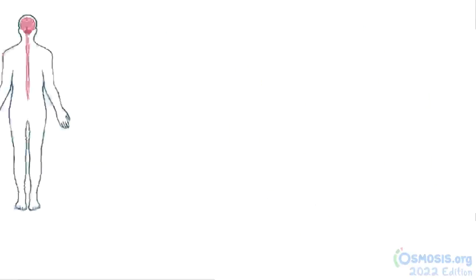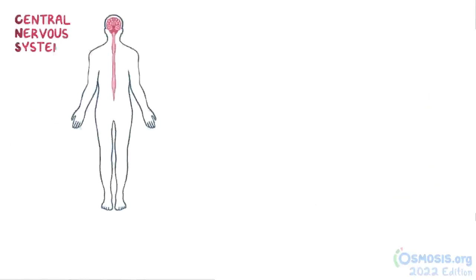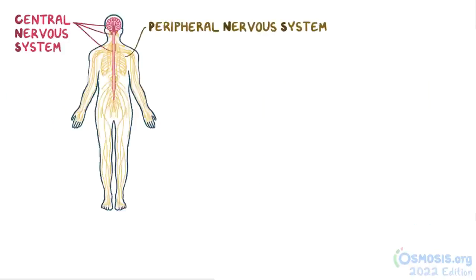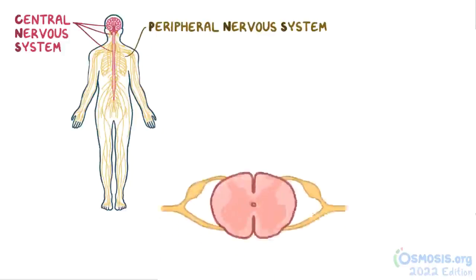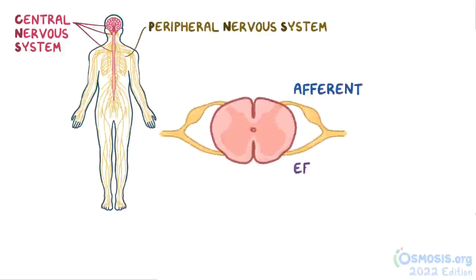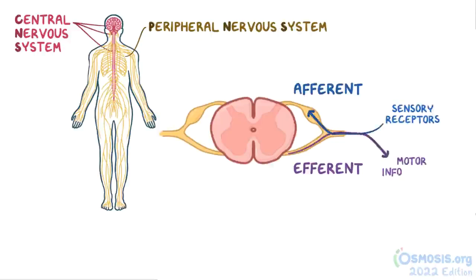Okay, so the nervous system has two parts: the central nervous system, which consists of the brain, brainstem, and spinal cord, and the peripheral nervous system, which includes all of the nerves that fan out from the central nervous system. Broadly speaking, the nervous system is split into an afferent and an efferent division. The afferent division brings sensory information from sensory receptors in the peripheral nervous system to the central nervous system, and the efferent division sends motor information from the central nervous system to organs like skeletal muscles, which causes them to contract.